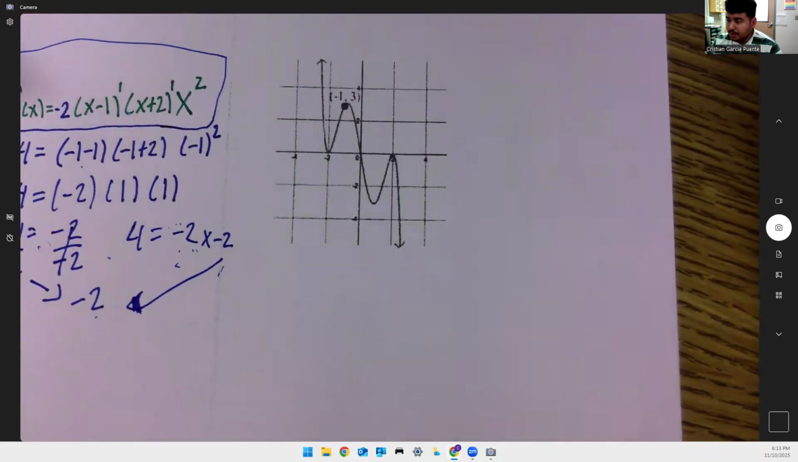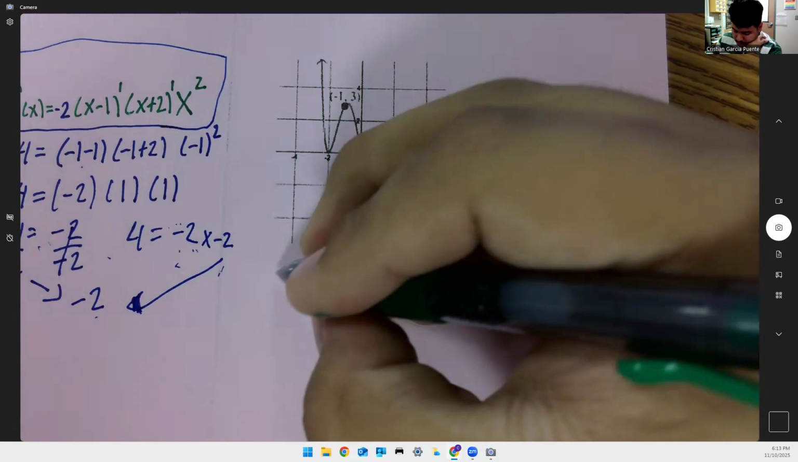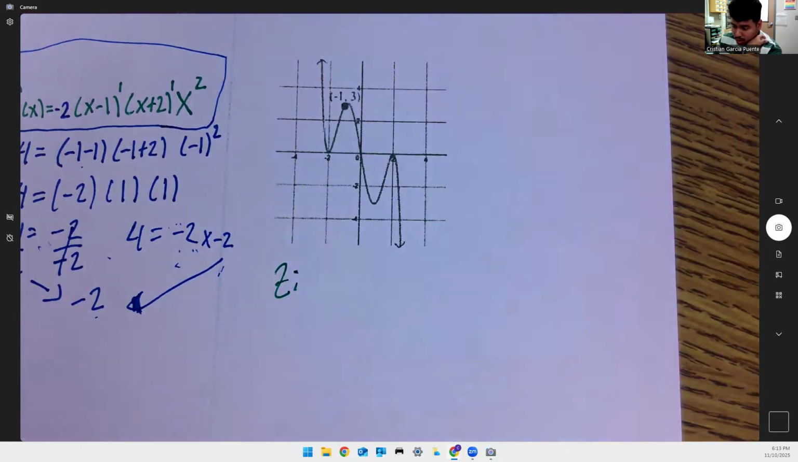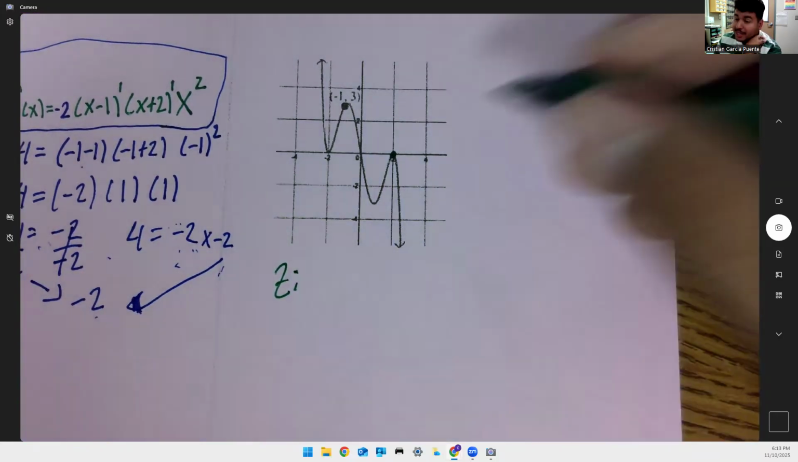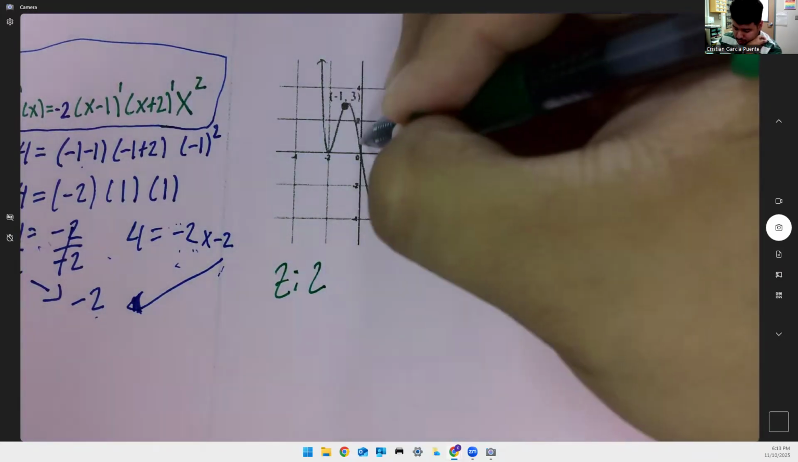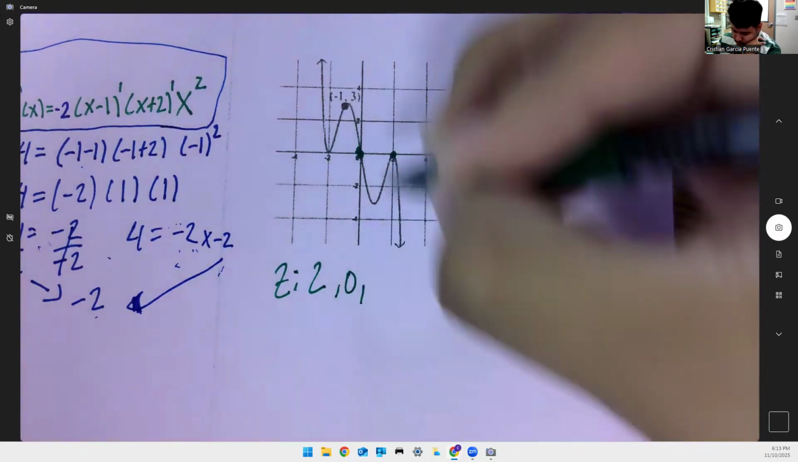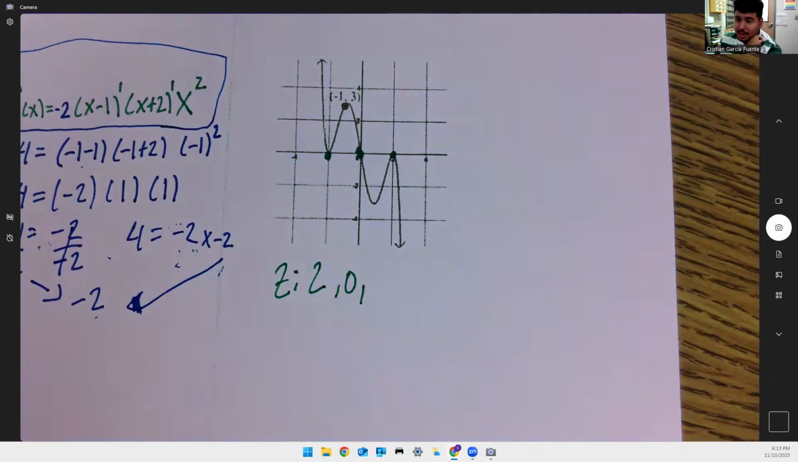So for the second example, first thing you do is identify your zeros. So I'm going to put Z for zeros. So Z just means zeros. Over here, where's that point at? It's at +2. So you put down a +2. Now, what about this point? Where is that at? It is at 0. So you put down a 0. Lastly, where is this point at? It is at -2.